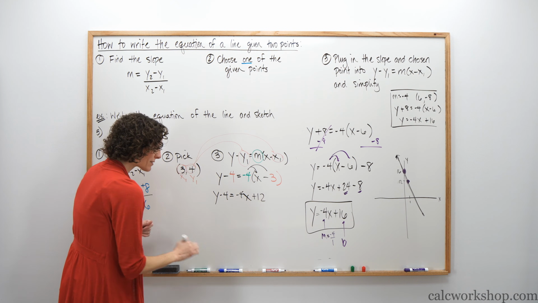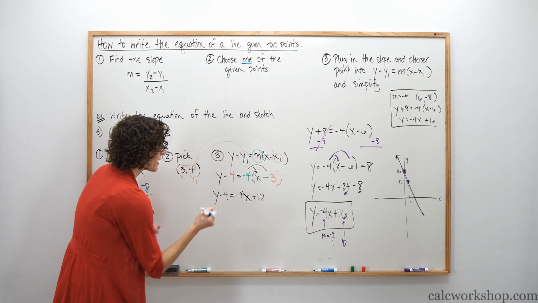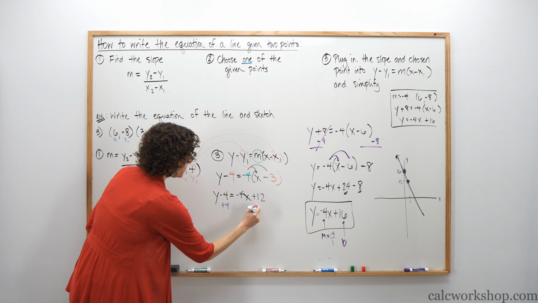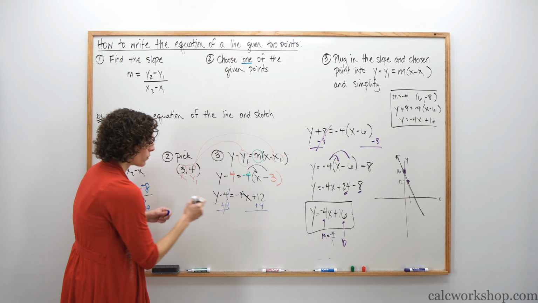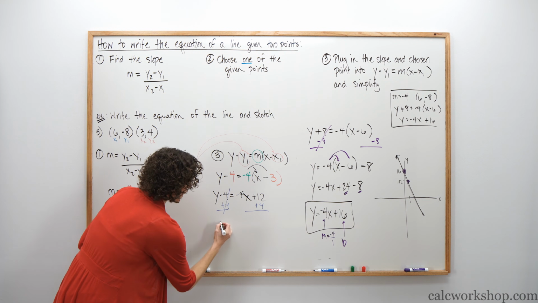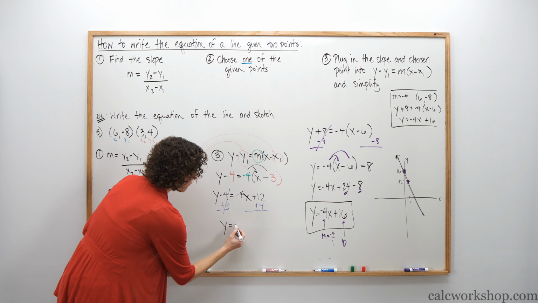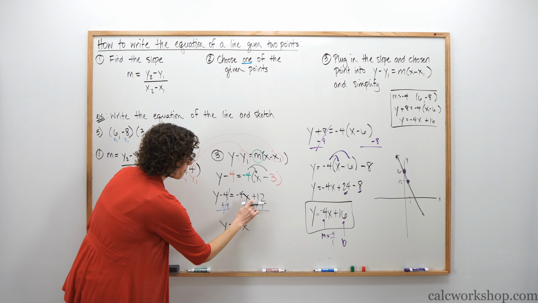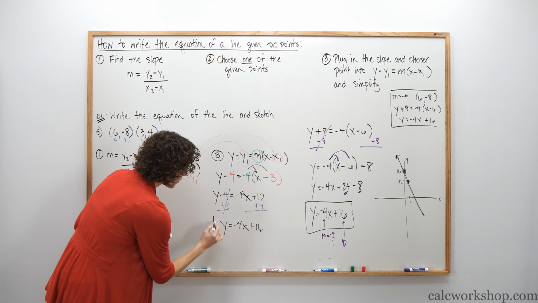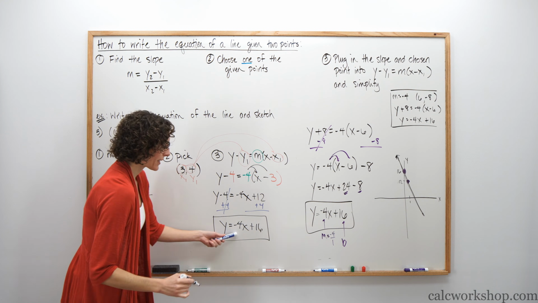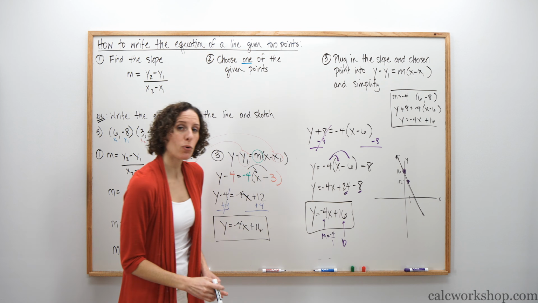Now we need to get y by itself. So let's add 4 to both sides. Negative 4 and positive 4 wipe out as inverse operations. And we have y equals negative 4x, and then a positive 12 and a positive 4 make a positive 16. Well, would you look at that? It's the exact same equation.